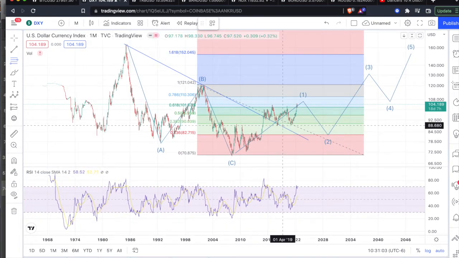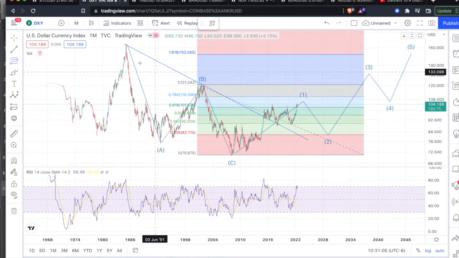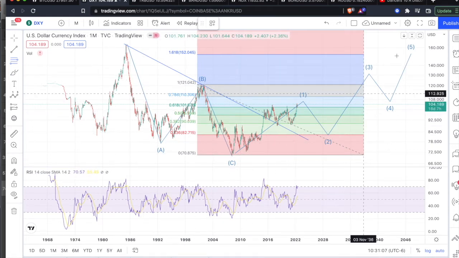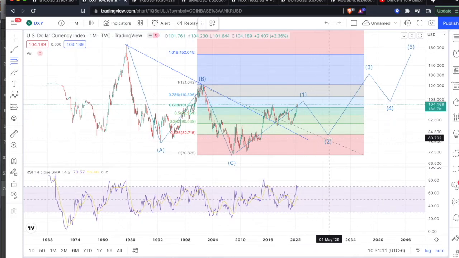They broke out of a key trend line here. I do think you had that 3-wave down ratio. Now you're setting up a 5-wave up ratio. So you look for upside in these down moves in the DXY.